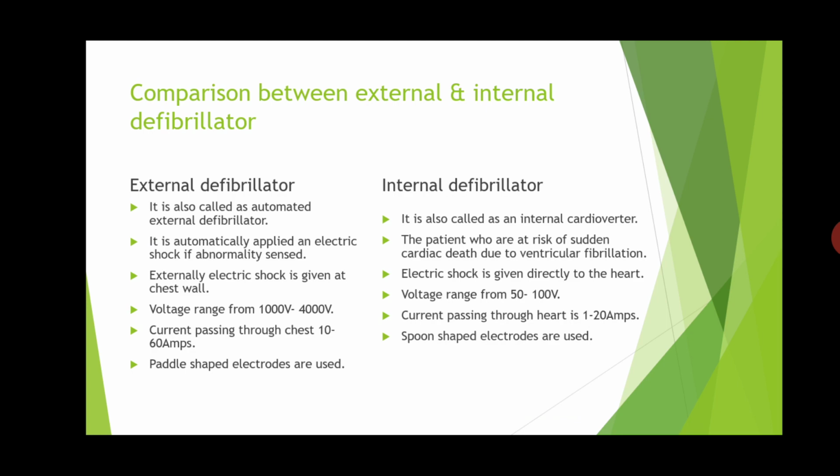Next comparison, externally the electric shock is given at the chest wall. In internal, the electric shock is given directly to the heart. Next, the voltage used in external defibrillation ranges from 1000 volts to 4000 volts. In internal, the voltage ranges from 50 to 100 volts. During external defibrillation, the current passing through the chest is 10 to 60 amperes. In internal, the current is 1 to 20 amperes.